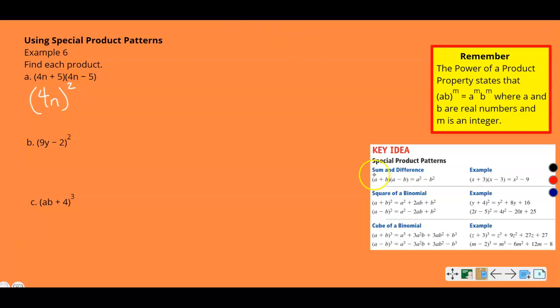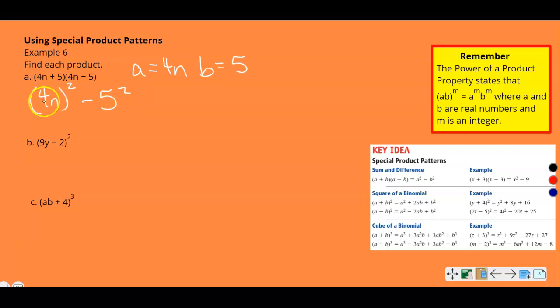And then from here we say minus b squared. So we're going to have minus, and 5 would be b. And it might be easier if you put a equals 4n and b equals 5. That way, when you're looking at this right here, you kind of know that in this case, a equals 4n and b equals 5. That way it's easier to simplify.